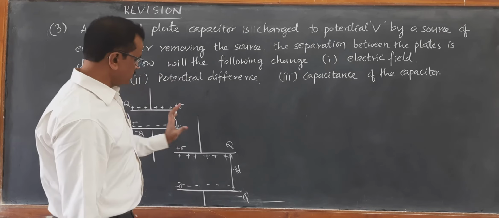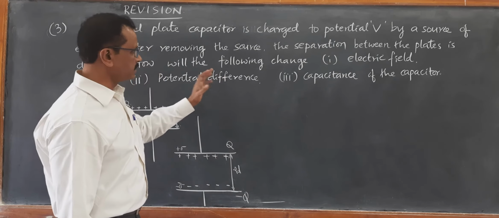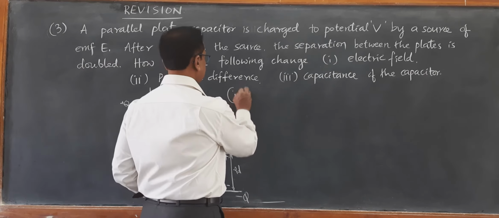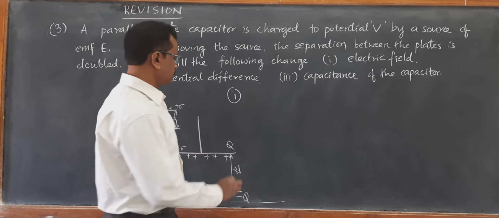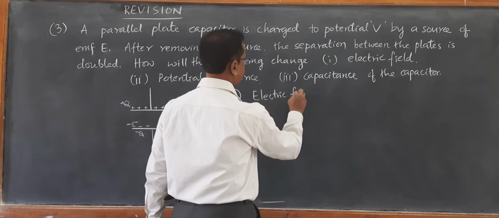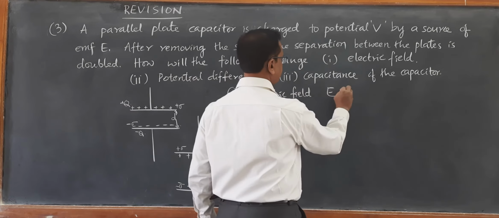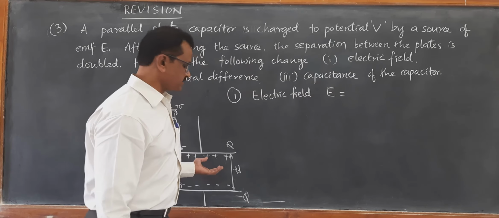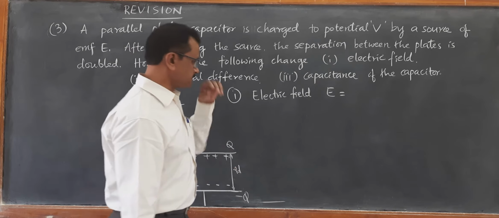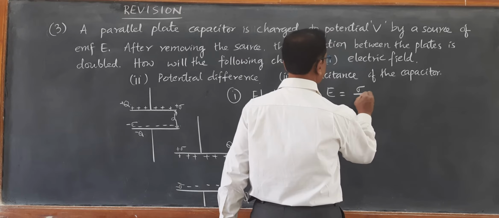Okay, only the distance of separation between the plates is doubled. What happens to the electric field? The electric field is unaffected. The electric field E between the parallel plates of the capacitor is given by sigma upon epsilon naught.